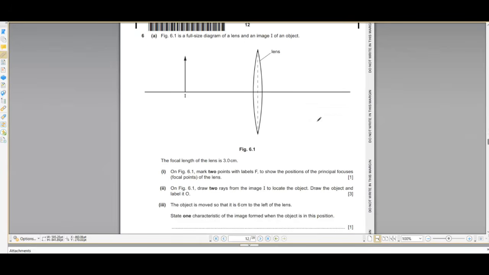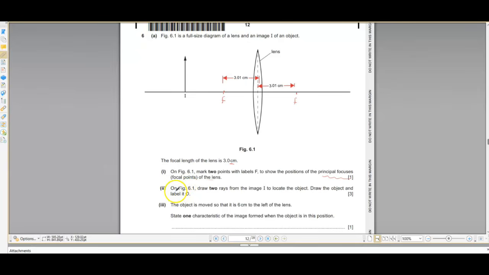Figure 6.1 is a full-size diagram of a lens and an image eye of the object. The focal length of the lens is 3 centimeters. On figure 1, mark 2 points with labels F to show the positions of the principal focuses of the lens. And they've told us the principal focus to be 3 centimeter. Let me mark it. So roughly, you can use your rulers. I don't have much precise tools. Again, this is 3 centimeters roughly. So one focal point is going to be here, and the other is going to be over here. So this is 3 centimeters and 3 centimeters. This is the first thing that we've been asked to do.